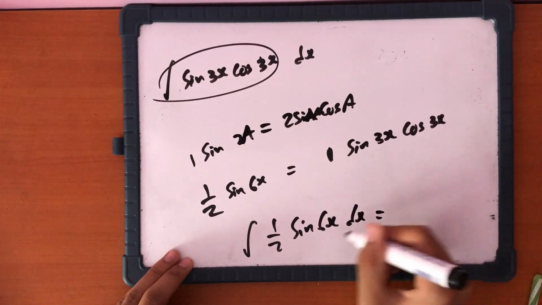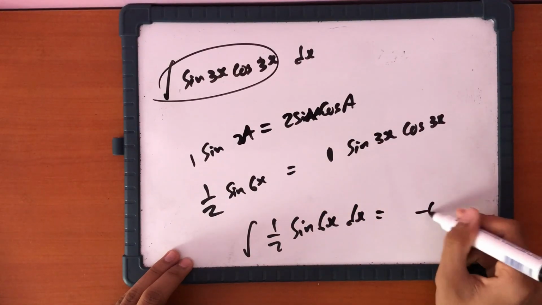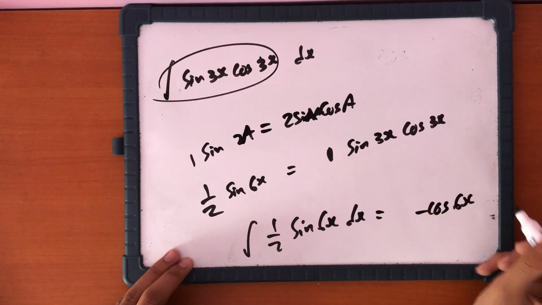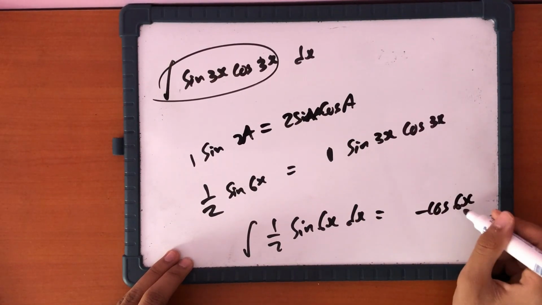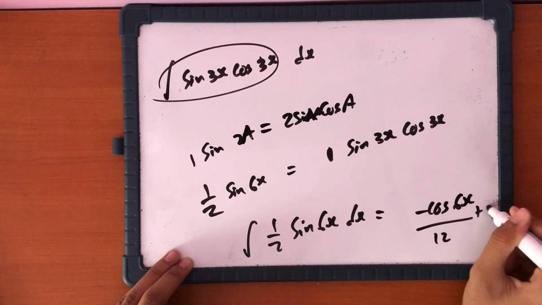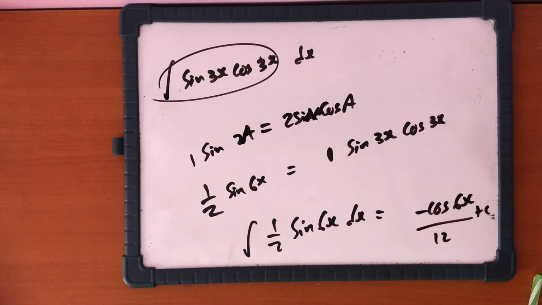And then this is very easy. Sine becomes negative cos, 6x remains because it's an inside function. And then you divide by 6, so all over 12 plus c. Exactly. Yeah.